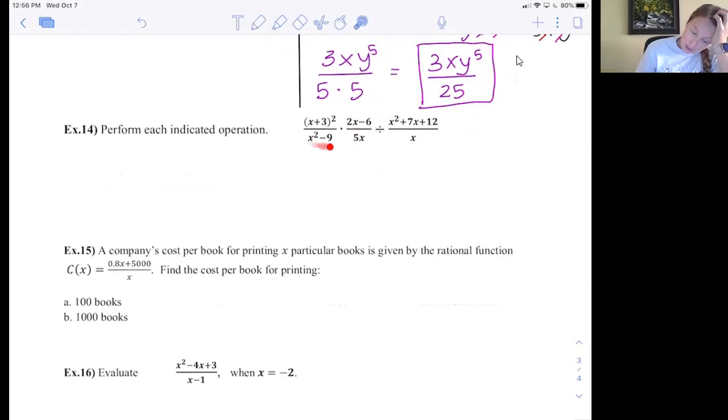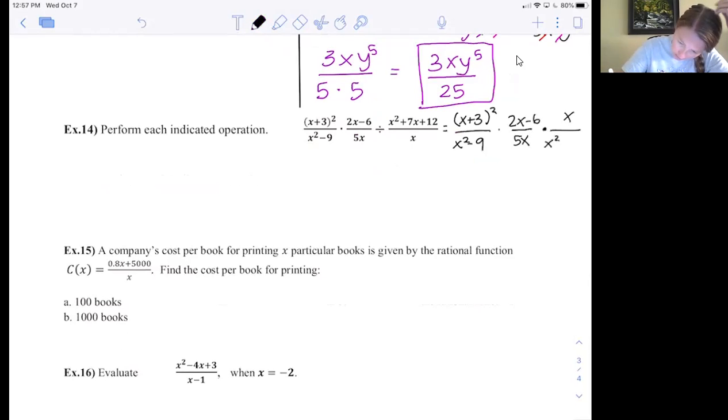Let's quickly do example 14. So just here where I see divide, I'm going to go ahead and rewrite that as being multiplied by the opposite. So I'll just rewrite this whole thing. And I'm going to rewrite x plus 3, well, I'll just leave it for now. x squared minus 9 times 2x minus 6 divided by 5x. So now I'm going to multiply it and I'm going to switch it. So now my x is on top and the x squared plus 7x, running out of room, plus 12 on bottom. So now I'm going to start here and I'm just going to factor.